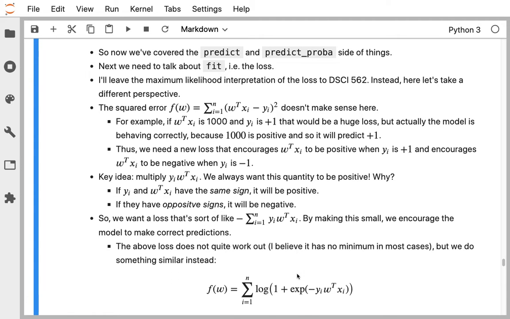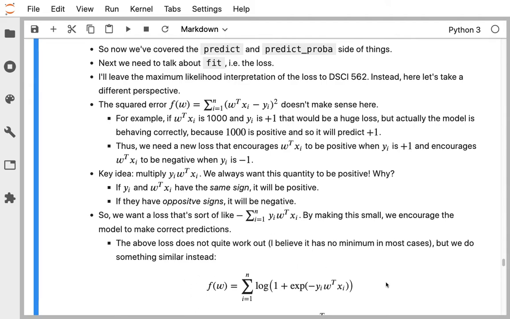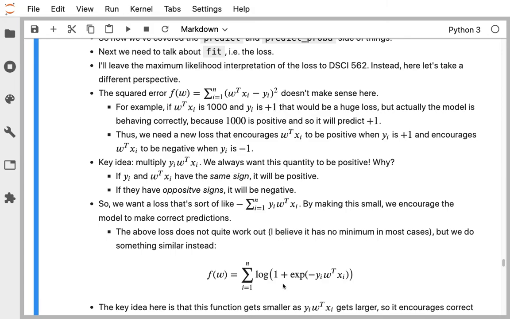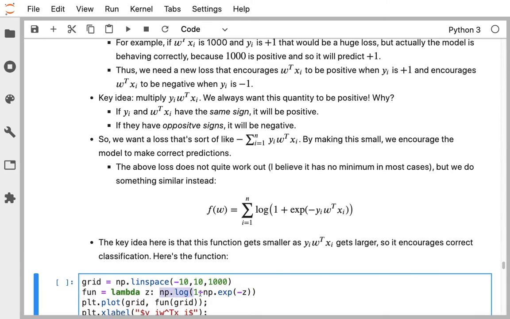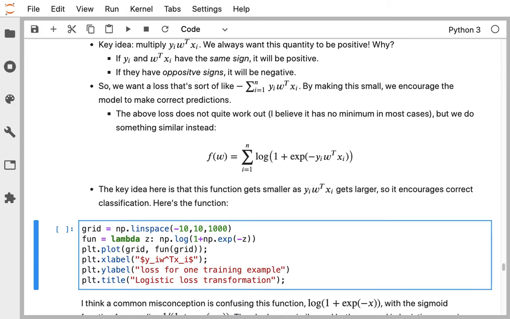But what we have instead is this. This is the logistic regression loss. It looks a little more strange than the one above, but it is roughly the same idea. The key idea that we wanted is that minimizing the loss should correspond to making this product as positive as possible. And so let's plot this function. So here it is: log(1 + e^(-z)), where z is this thing over here that we want to be positive.